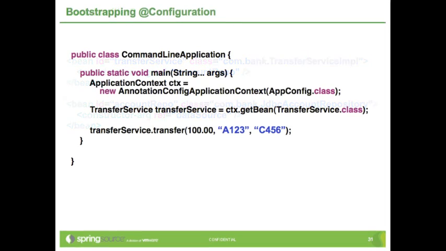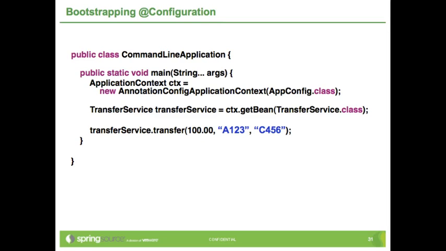This is what it looks like to bootstrap an application that's based on configuration classes. In Spring 3, we added AnnotationConfigApplicationContext. And what we're passing into the constructor there as a class literal is that configuration class, AppConfig.class. Once you've got that, it's just interacting with an application context like any other Spring application context.